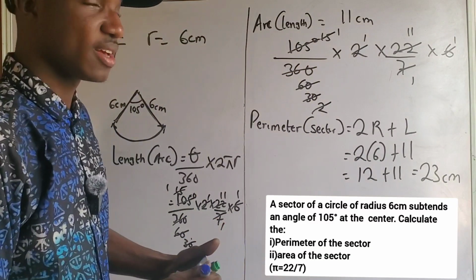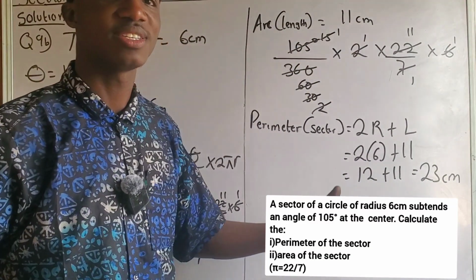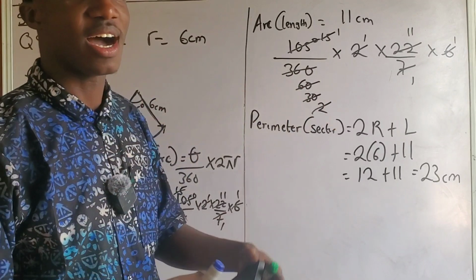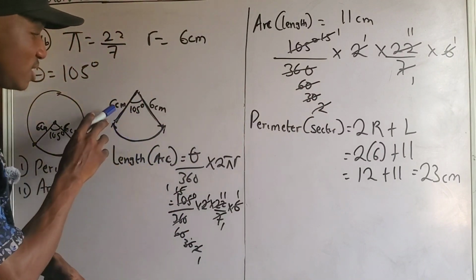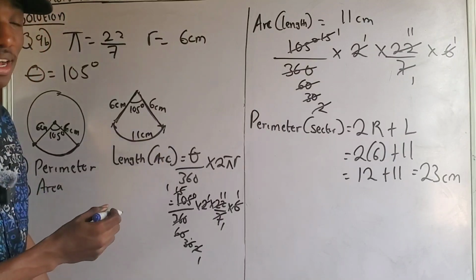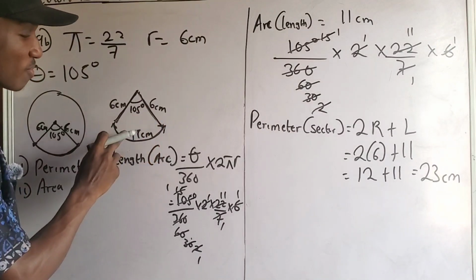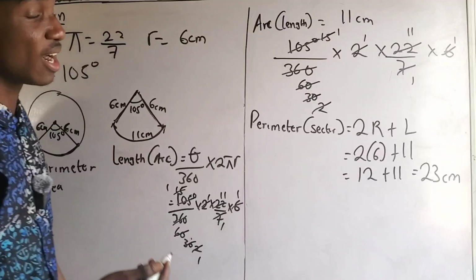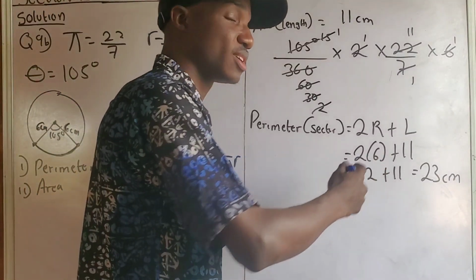Do you understand? And if you don't want to use this formula, just take the sum of the total length of the shape, because this is 6 centimeter, this is 6 centimeter, this is 11 centimeter, which is the length of the arc. 6 plus 6, that is 12. 12 plus 11, that is 23. So the length and the perimeter of the sector is 23 centimeter.